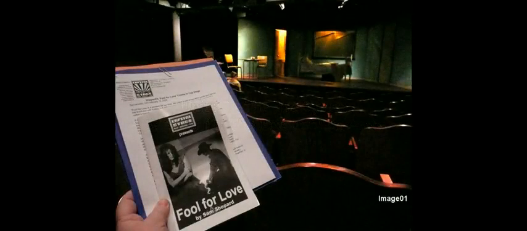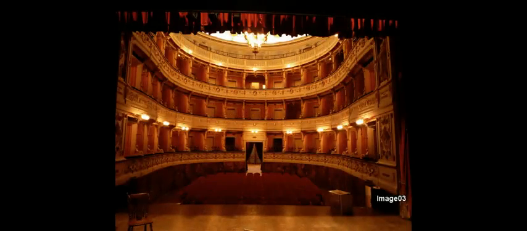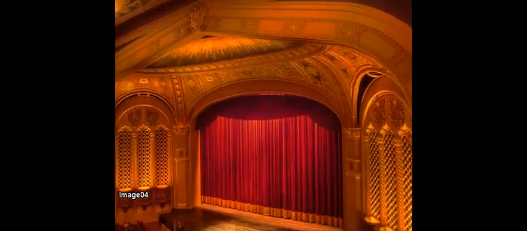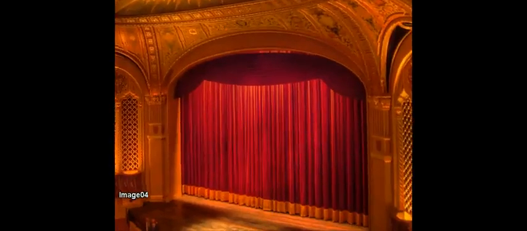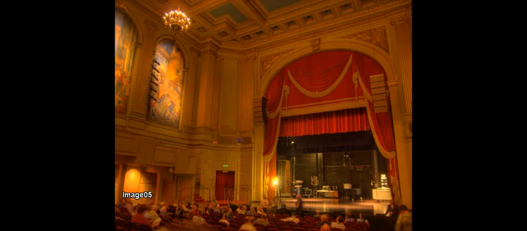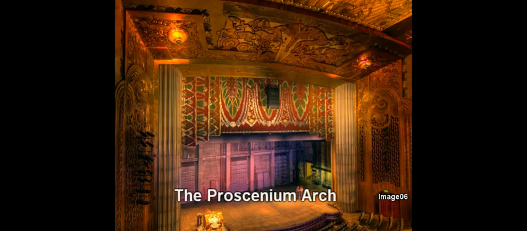Welcome back. We've taken a look at the four spaces that make up a traditional theater facility. Now, let's take a look at the performance space itself and learn how the physical arrangement of the performance space will dictate the staging techniques used. In this section, we will take a look at what is perhaps the most commonly used performance space in the theater today, the proscenium arch theater space.